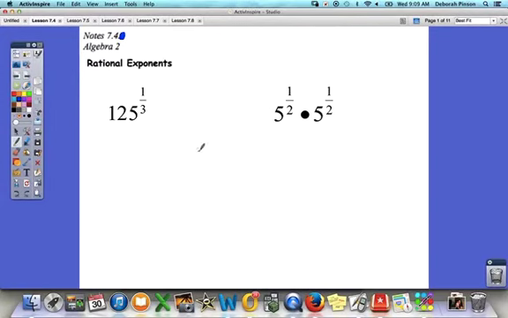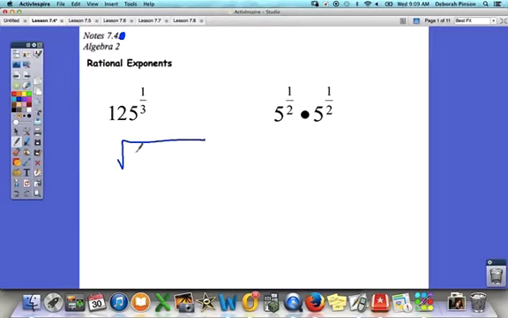So in 7.4, we're going to look at fractional exponents. Now I want to show you first what these mean, because really these fractional exponents are just radicals, square roots, cube roots, that kind of thing. So let me show you the pattern here.